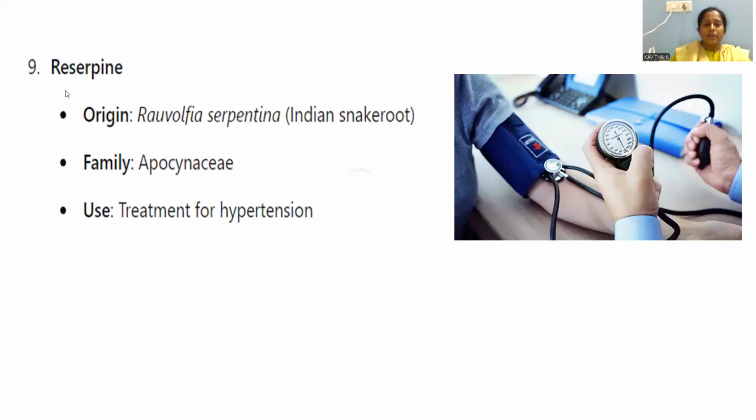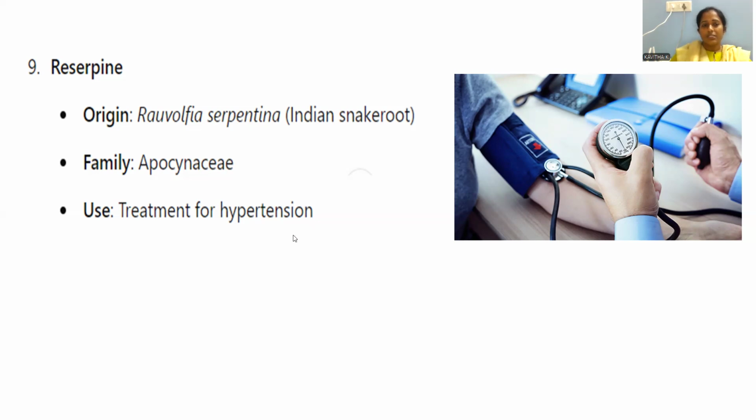And next is about reserpine. Reserpine is extracted from the plant Rauwolfia serpentina, the Indian snake root. If we consume its juice daily, what happens? It reduces hypertension. Blood pressure can be controlled.